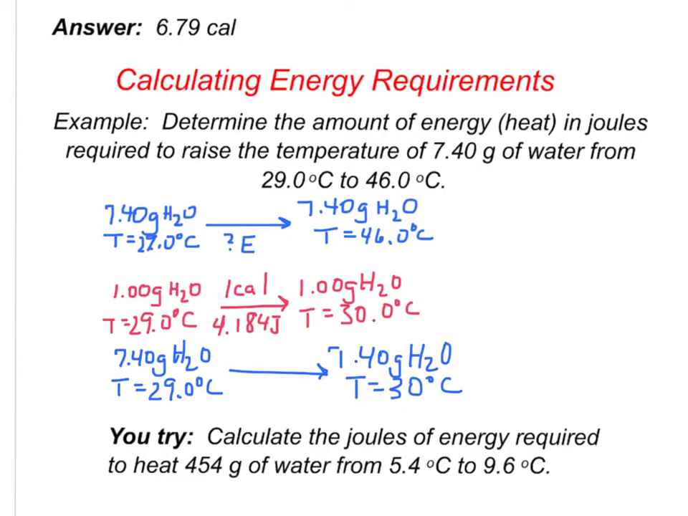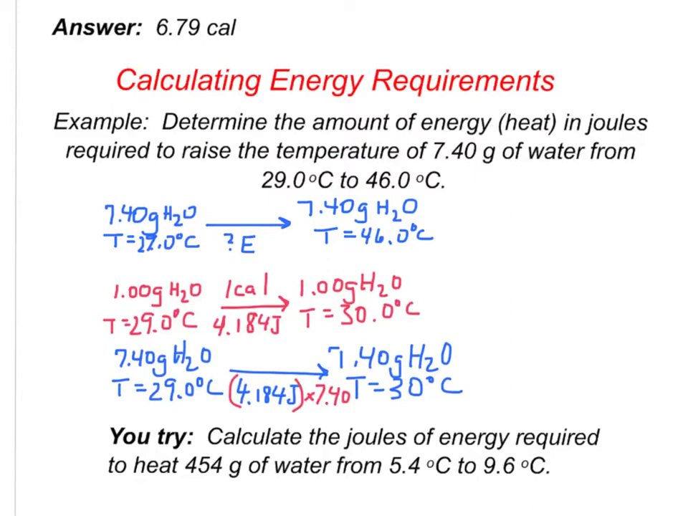If it were only 1 gram, it would be 4.184 joules. But instead of just 1 gram, it's 7.40 grams. So I'm going to need to multiply this by 7.40 grams. That is going to be how much energy I need to raise 7.40 grams of water by 1 degree Celsius.